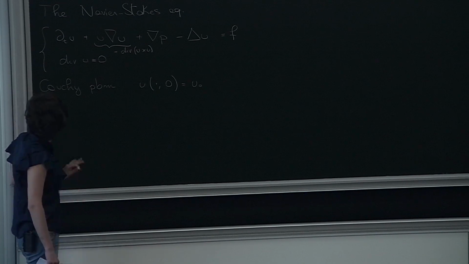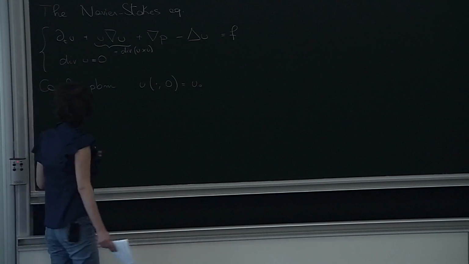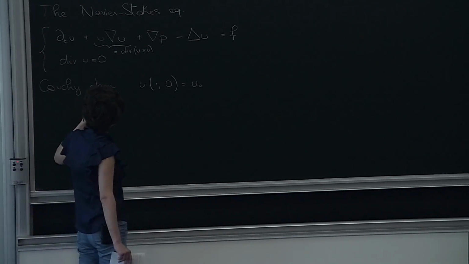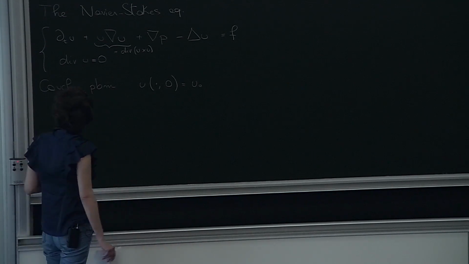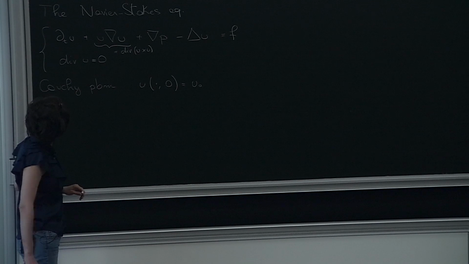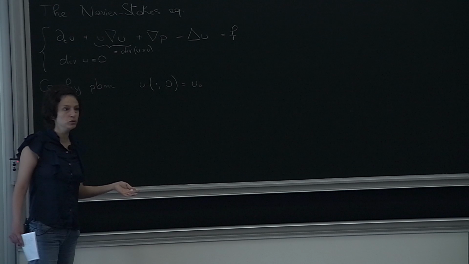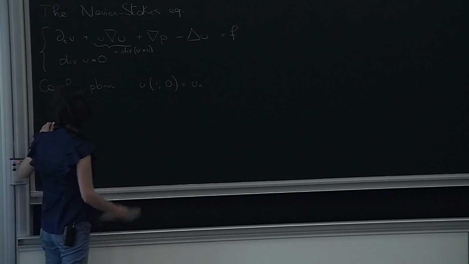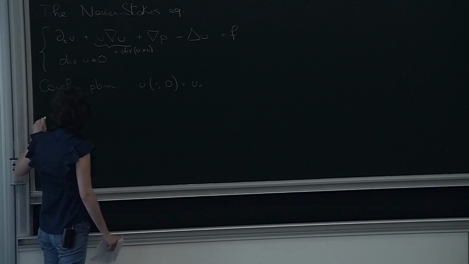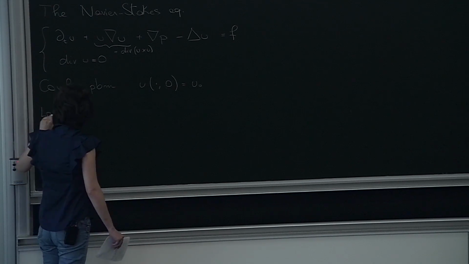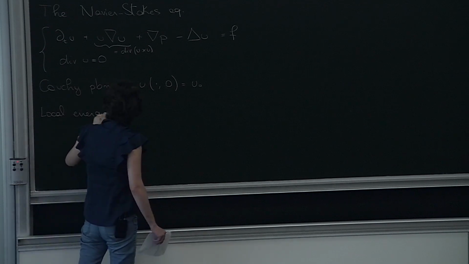Then, what else will we need? We will need the energy. This is perhaps the only useful quantity, which is conserved by the equation and has a sign. So how do we write the energy? We take this equation, we multiply it by U, and then we integrate. So let's do the first step. This is the so-called local energy equality.